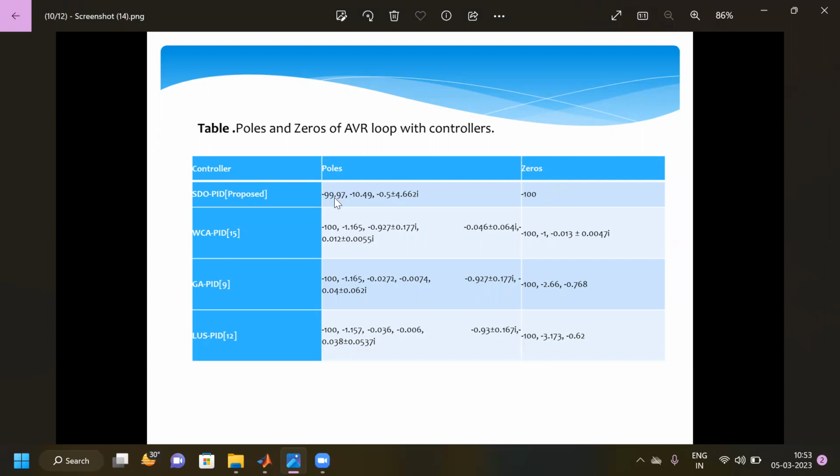We have the poles also here. We have less imaginary values as compared to the remaining compared controllers. We have more real values in SDO compared to complex values. So we can say that in our pole zero map, compared with the other controllers, the proposed controller SDO is best. The system is more stable.